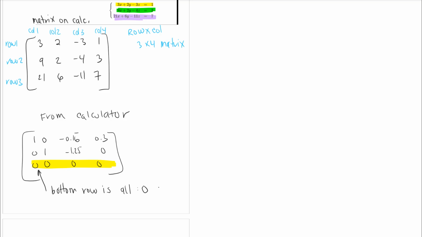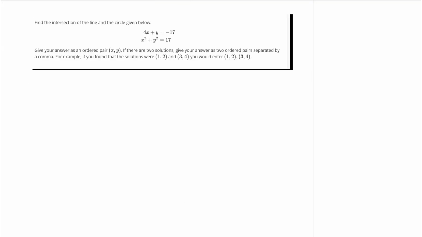So whenever that happens, it specifically tells me that I'm going to have infinite solutions. And the reason why is because 0 is equal to 0. Whenever we have that case or that scenario, it is an indication that we will have an infinite amount of solutions for this matrix.